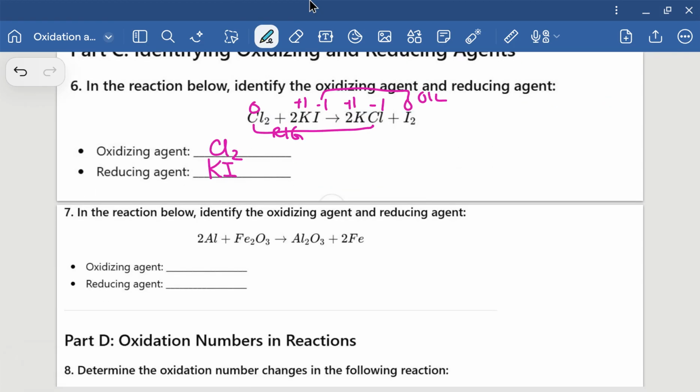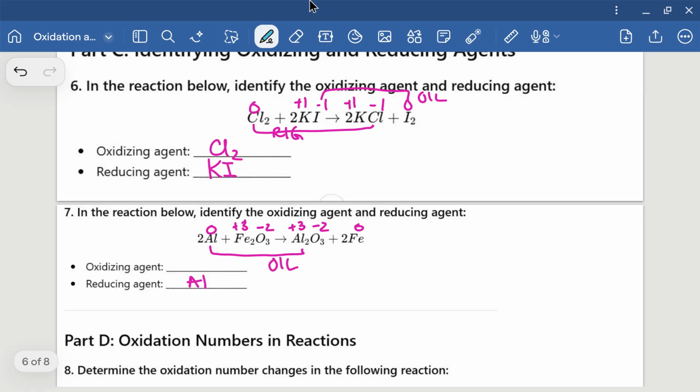A similar question, figuring out your agents. So anything by itself is 0. Oxygen is always -2. With that, we can figure out iron and aluminum. So here we have a total of negative, so this has to be +3. And here, same idea, +3. So aluminum is going from 0 to +3. That is a loss of electrons. And if you're losing electrons, you're undergoing oxidation, and that makes you a reducing agent.